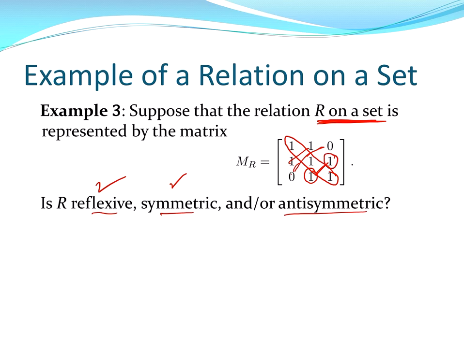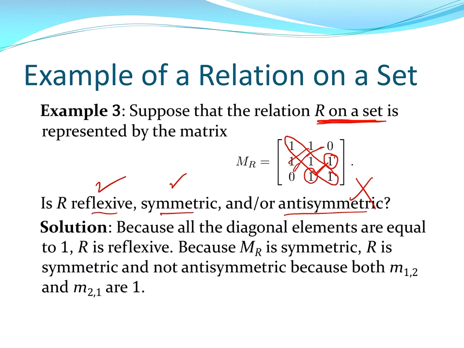And then we have M_32 and M_23 are both 1. That can't be the case for an antisymmetric relation, so this relation is not antisymmetric. And there's the solution, which will be in your slides. And that is matrix representations of relations.